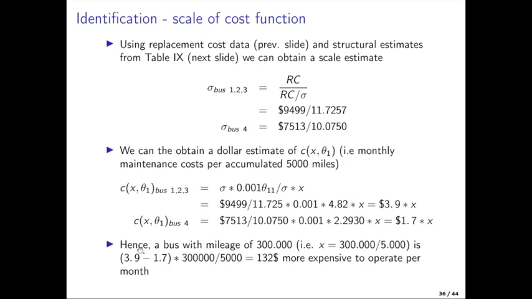To conclude, consider a bus of mileage 300,000. We divide by 5,000 because it's the bin width, the length of each bin. There were about 450,000 miles in the state space, divided into 90 bins. That's 5,000 miles per bin. So x is equal to this number here. Then if you calculate the average difference between the cost functions of the two bus types, and multiply with x, you get that on average it's $132 more expensive to operate a bus per month if it's of type 1, 2, 3.